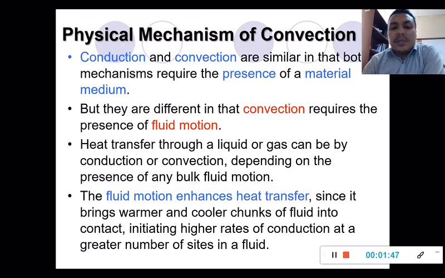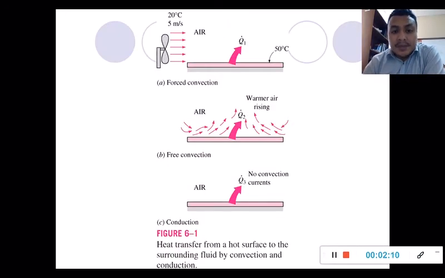Heat transfer through a liquid or gas can be by conduction or convection, depending on the presence of bulk fluid motion. The fluid motion enhances heat transfer since it brings warmer and cooler chunks of fluid into contact, initiating higher rates of conduction at a greater number of sites in the fluid. Figures 1, 2, 3 show the types of convection that usually happen around us.